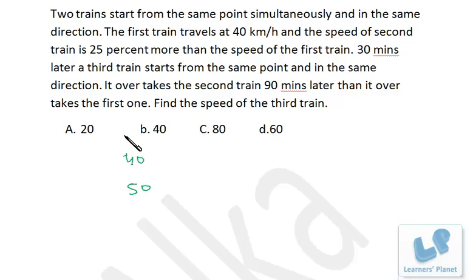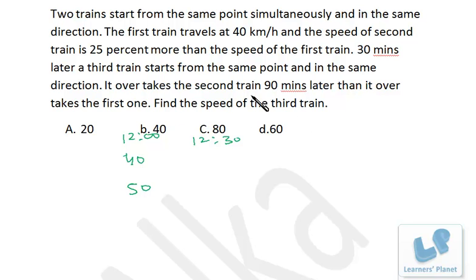I assume that they are starting at 12 o'clock, right? 30 minutes later, that's 12:30. The third train starts from the same point and in the same direction. It overtakes the second train 90 minutes later than it overtakes the first one. Find the speed of the third train.